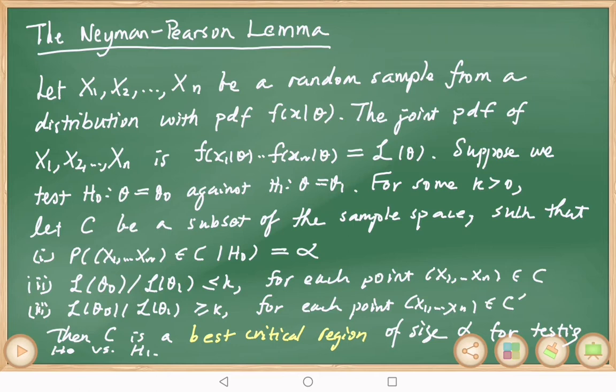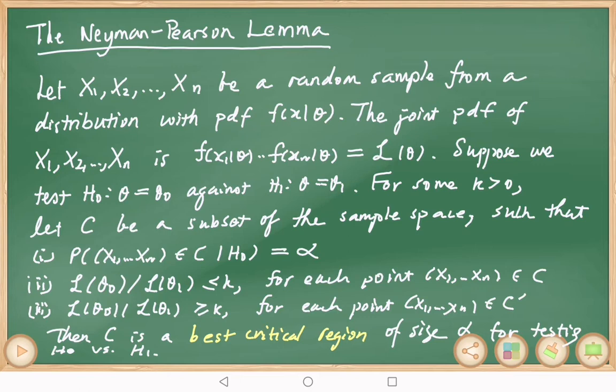Suppose we test H0, which is a simple null hypothesis, against another simple alternative, theta is equal to another value, theta 1. Now for some positive constant k, let C be a subset of the sample space such that the chance of getting a point in C under the null hypothesis is equal to alpha, which is basically saying that C is your critical region, and alpha is your level of significance.